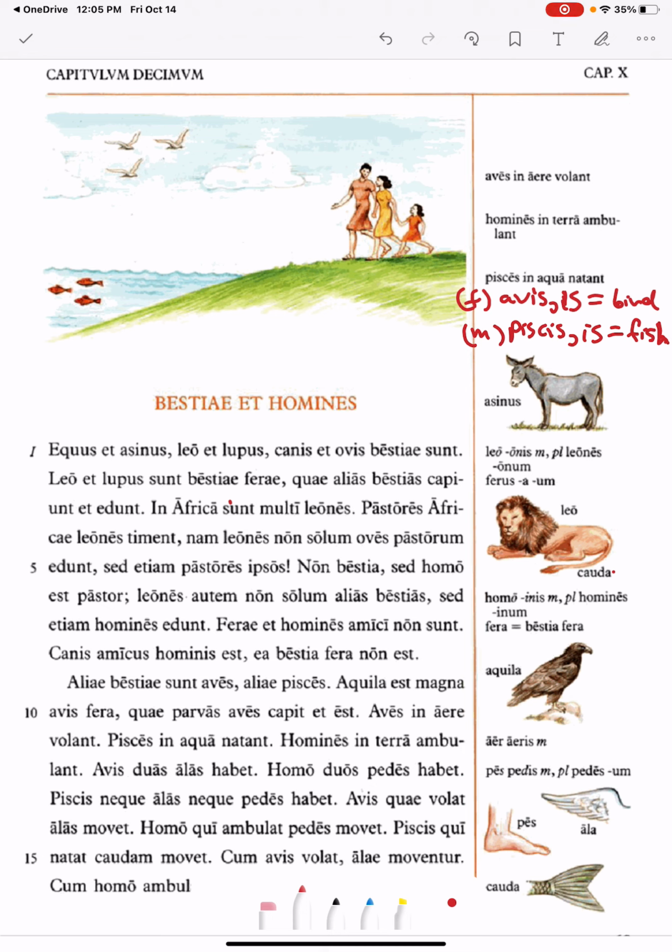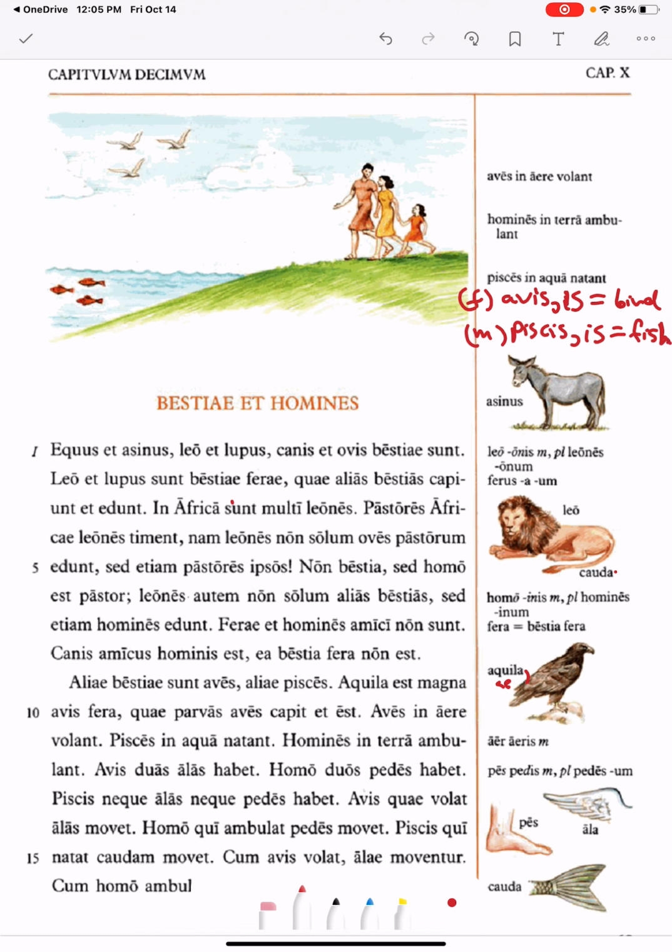And the aquila is a magna avis fera, a large and wild, a large and fierce, ferocious bird. And if you can tell, the aquila, it's aquila aquilae, feminine first declension, and it is an eagle, which you can see in Maymont Park if you're ever curious. So aquila is eagle. And what does it do? It's quae, which, capit parvas aves, which seizes small birds, et est, and eats them.